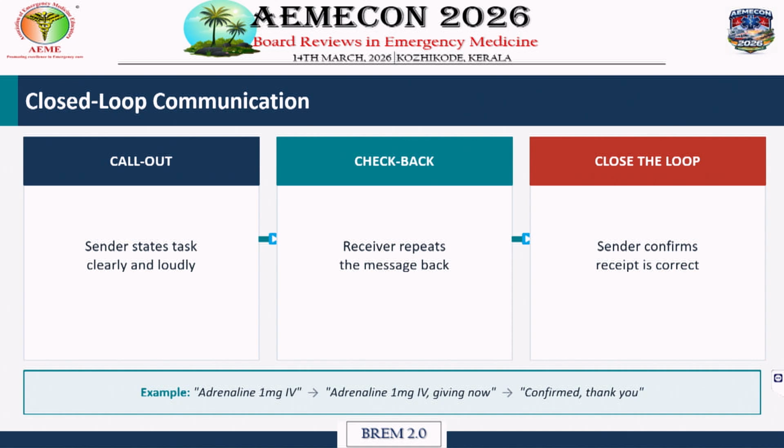I hope the last bench can hear me clearly. I hear that they can hear me clearly. So you see, this was a closed loop communication we just demonstrated. So it's important even in the ED that we do this every time. The commonest example that you all know is adrenaline 1 milligram IV during a cardiac arrest scenario, and the staff is supposed to repeat back that we have given this much adrenaline, and you confirm that yes, you have given that adrenaline.